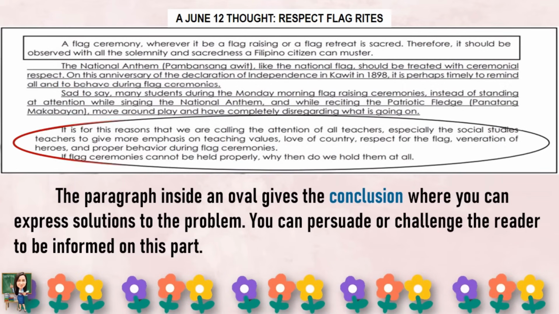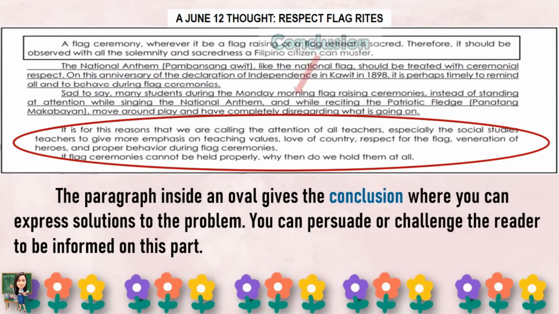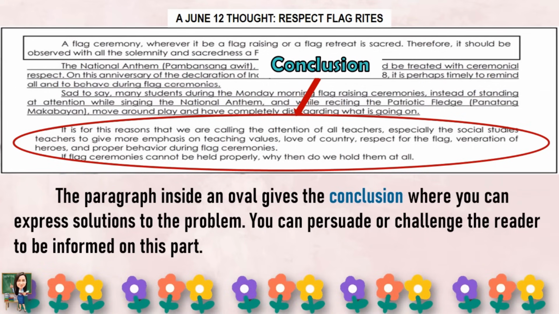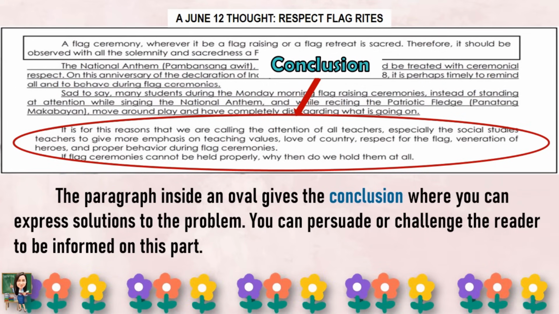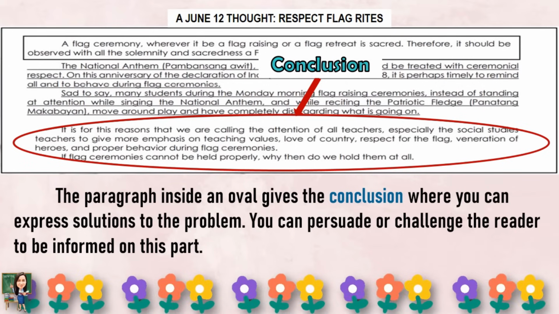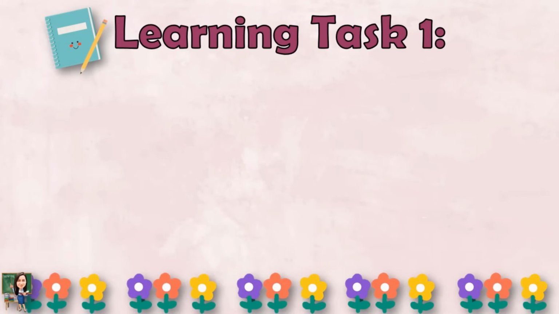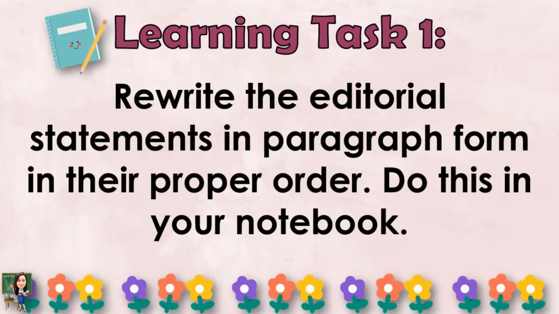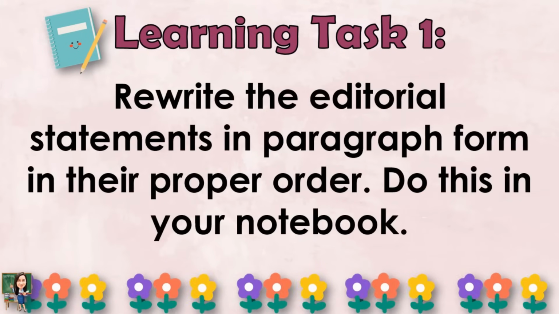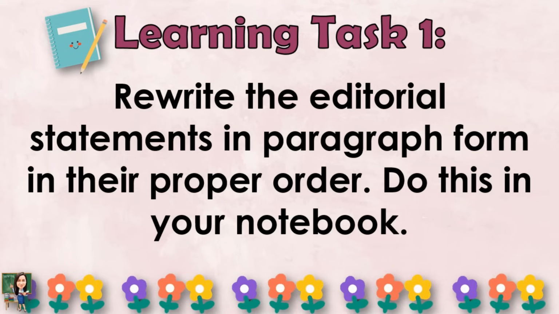The paragraph inside an oval gives the conclusion, where you can express solutions to the problem. You can persuade or challenge the reader to be informed on this part. And now let us do Learning Task 1. Rewrite the editorial statements in paragraph form in their proper order. Do this in your notebook.